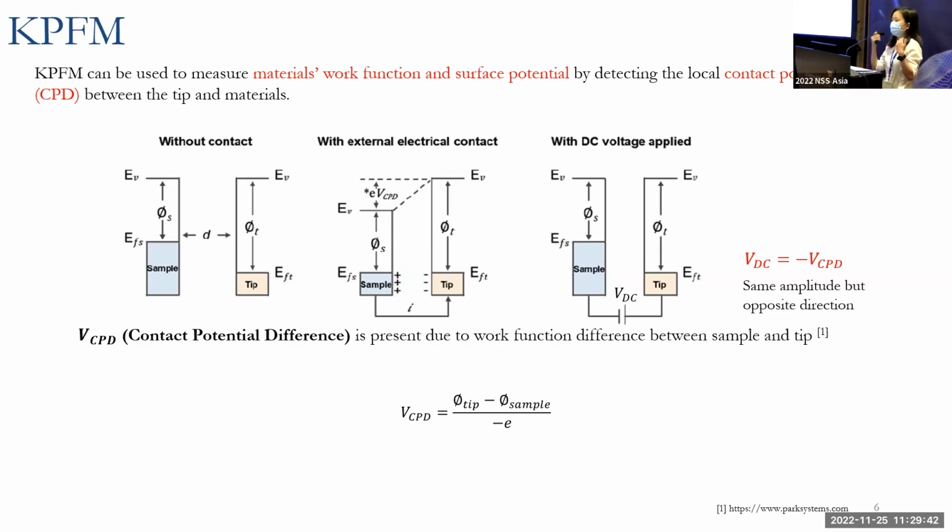If a DC voltage, which has the same amplitude but opposite direction to CPD, is additionally applied, the potential difference between the tip and sample will become zero. This equation shows the relationship between the work function and the CPD. If we can get a method to know the CPD or the DC, we can know information about the material's work function.